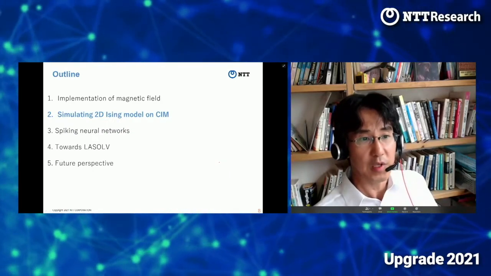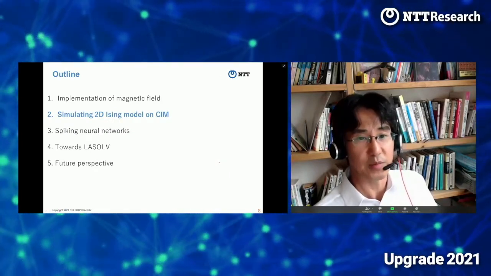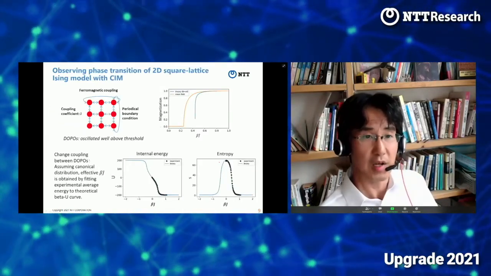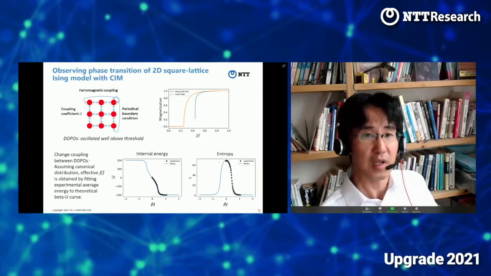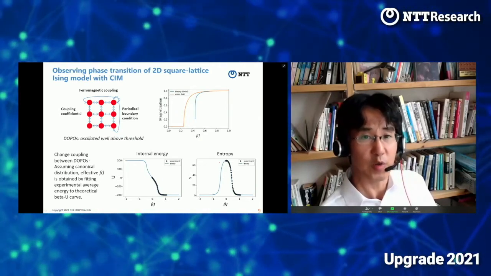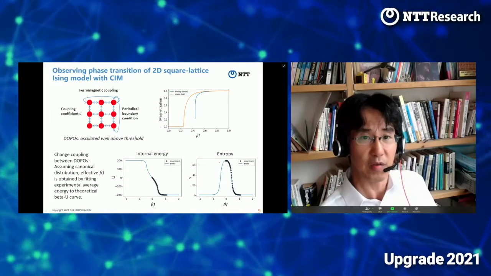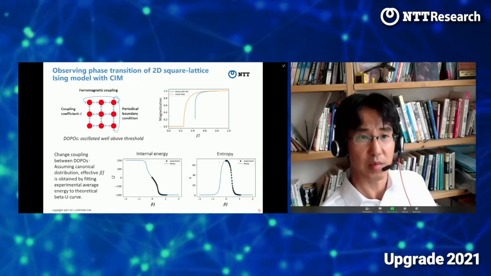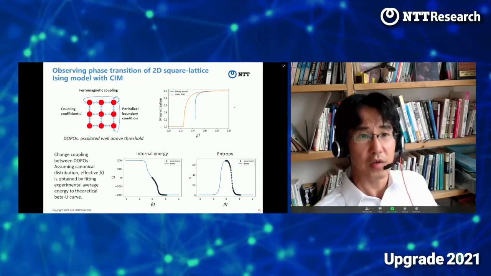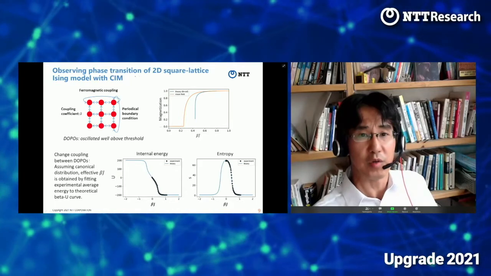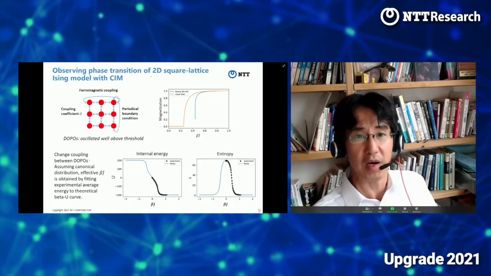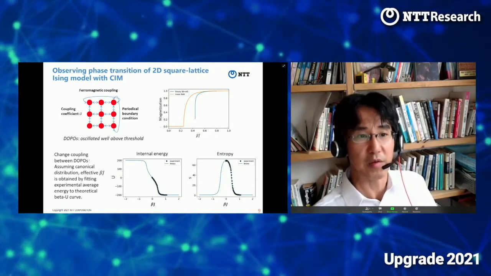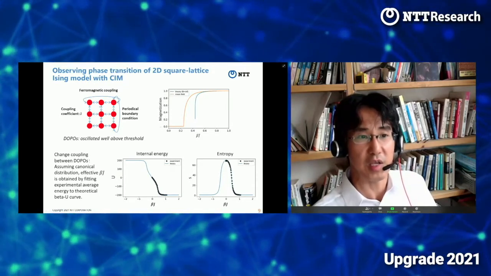Okay, the second topic is to simulate the 2D Ising model on the CIM. The purpose of this experiment is to confirm whether our CIM can emulate interesting phenomena such as phase transition using our optical setup. So we put one of the most well-known Ising models, the two-dimensional square lattice Ising model, onto the CIM, which is shown in this picture.